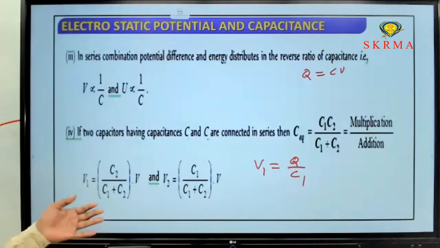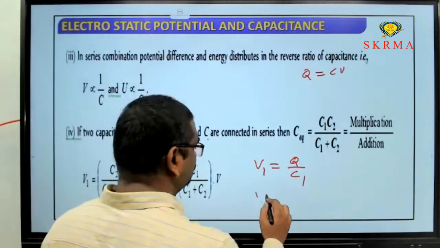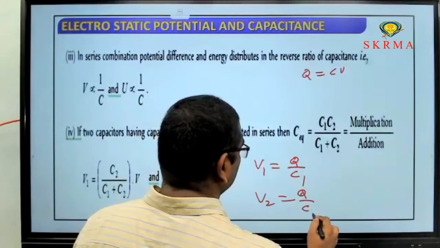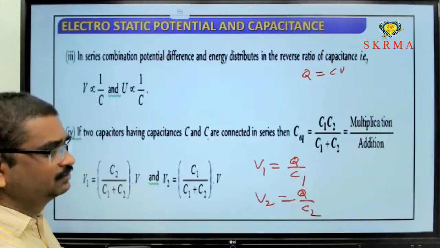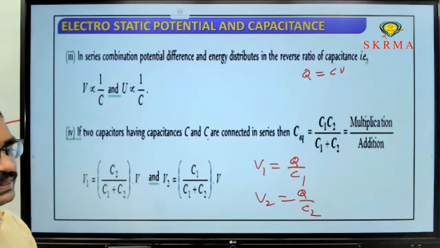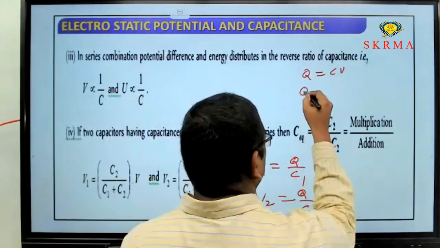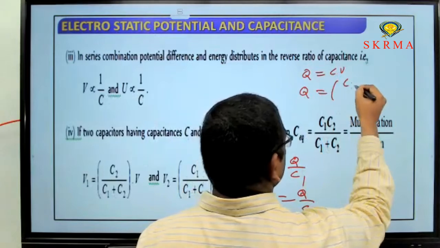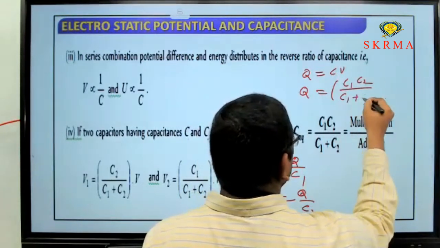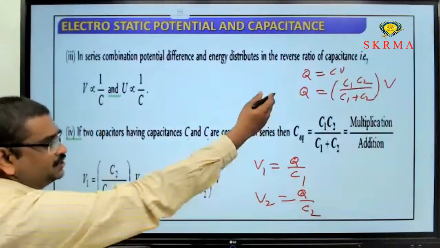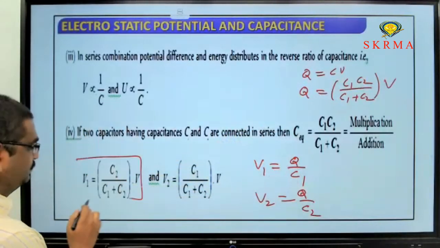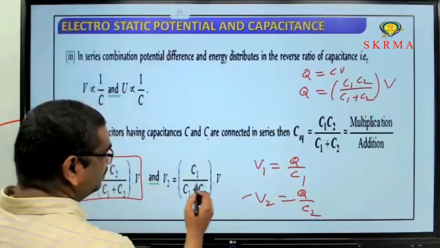Total charge value, then you will get this. Similarly, V2 equal to Q by C2. Substitute the Q value here also. How do you get that Q value? Q value is the total charge. So total charge can be written as equivalent capacitance, C1 C2 by C1 plus C2, into potential. That is the value of Q. Substitute that Q here, then you will get this answer.